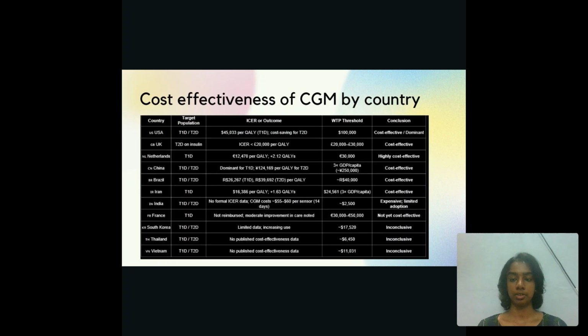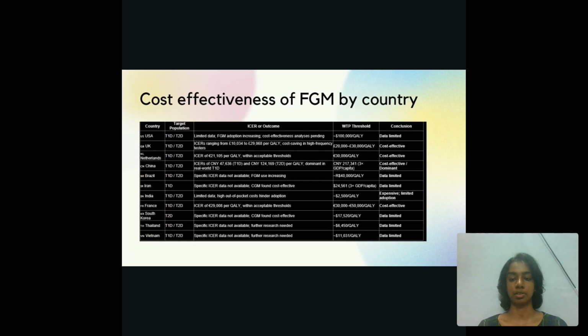Cost effectiveness of CGM by country. The slide presents data from various studies on the cost effectiveness of CGM across different nations. In countries like the UK, Canada, and Germany, CGM can be shown to be cost effective based on the improved glycemic control, fewer complications, and better quality of life. The benefits often justify the higher initial investment, especially in healthcare systems with robust reimbursement models. Moving on to the next slide, we're going to talk about the cost effectiveness of FGM by country, which is more or less similar to the one we saw previously.